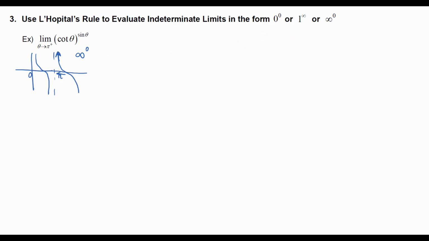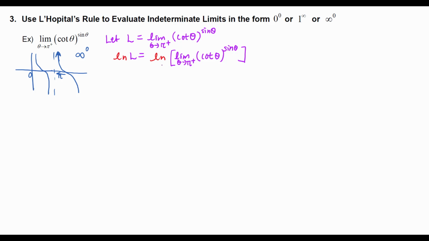So let L equal the limit as theta approaches pi from the right of cotangent theta to the sine theta power. What do you do next? Yes, take ln of both sides. So you have ln L equals ln of the limit as theta approaches pi from the right of cotangent theta to the sine theta power. And then what do we do? Switch ln and the limit, and you have ln L equals the limit as theta approaches pi from the right of ln of cotangent theta to the sine theta power.